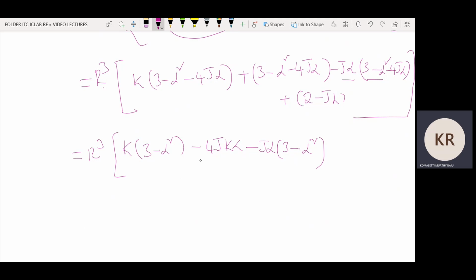k into 3 minus alpha square minus 4j k alpha, minus j alpha into 3 minus alpha square, minus into minus plus, minus into minus plus, j square minus, that is 4.